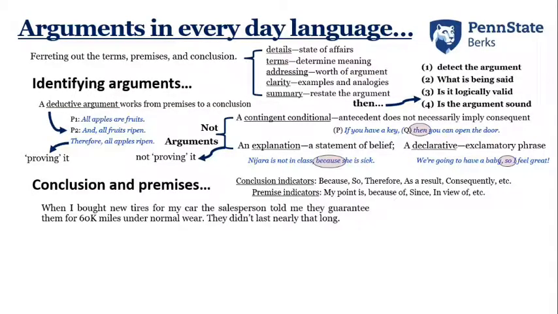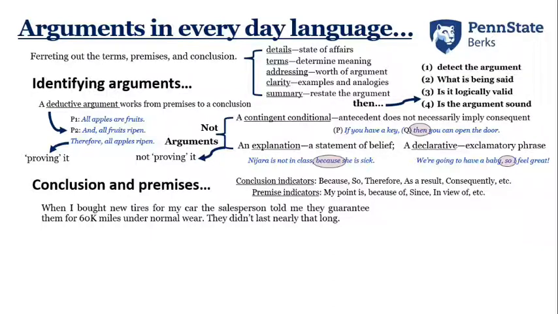So what I'm going to do here is we're going to look at what is not an argument, and then we're going to look at how these things could almost be put into an argument. And you can see a little shout out here. I'm using an example we had from the last class. So if somebody were to say, when I bought new tires for my car, the salesperson told me they guaranteed them for 60,000 miles on a normal wear. They didn't last very long.